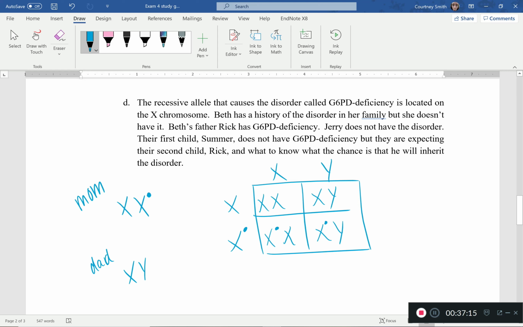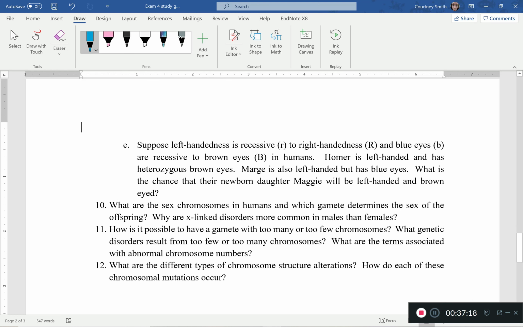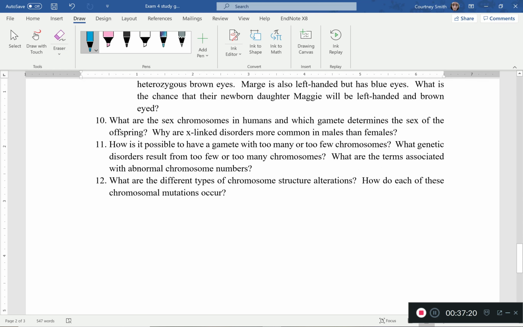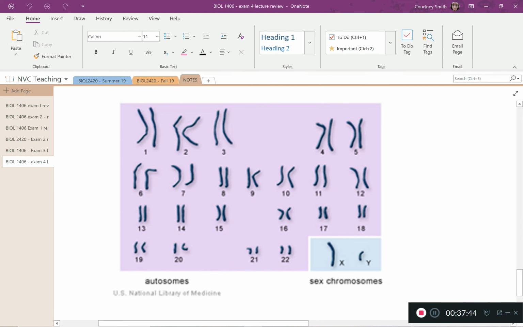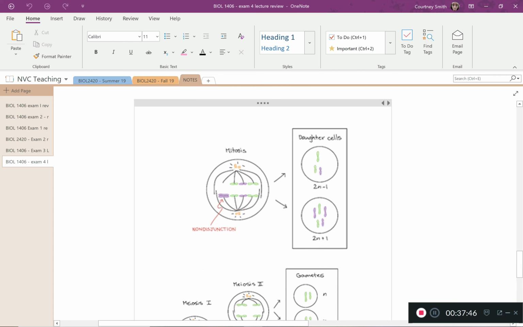Okie dokie. So with that, let's talk about how it is possible for a gamete to have too many or too few chromosomes, what genetic disorders will present with this, and also what are some terms that go along with abnormal chromosome count. So first off, how is it possible? It is possible because of something called non-disjunction, which is this guy.